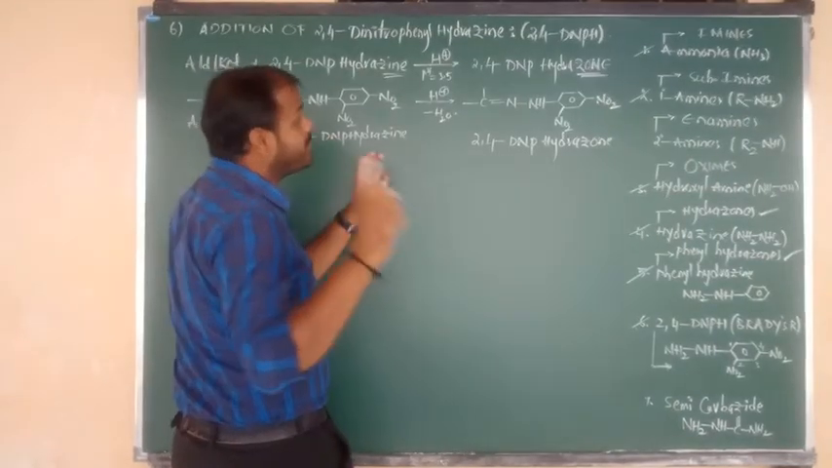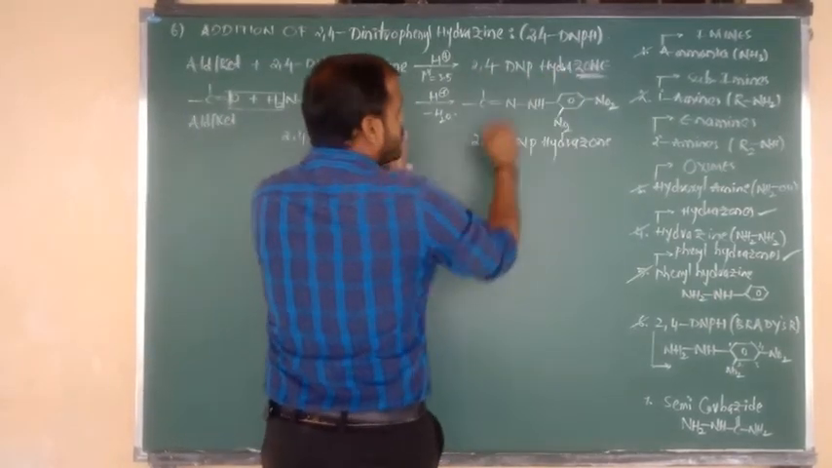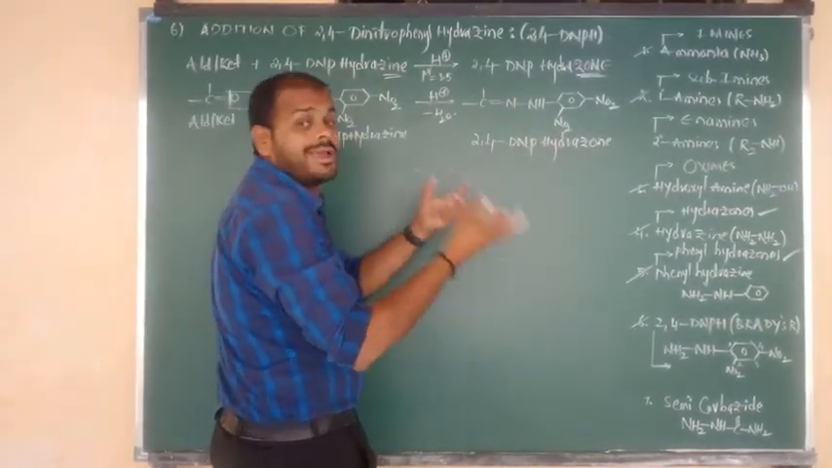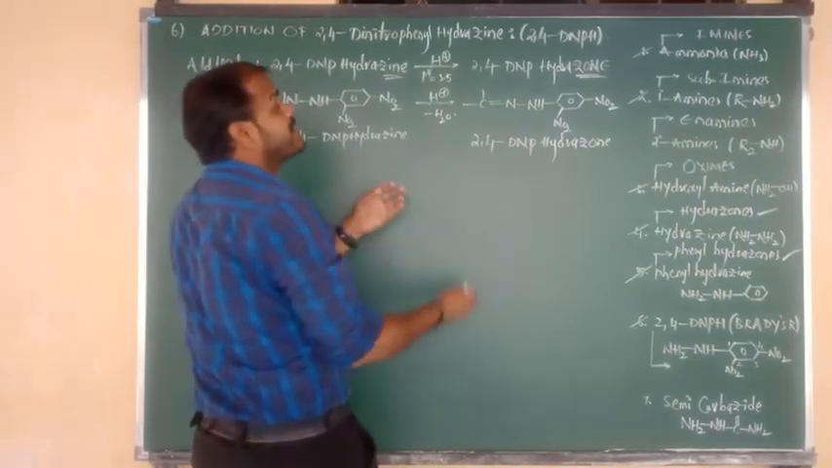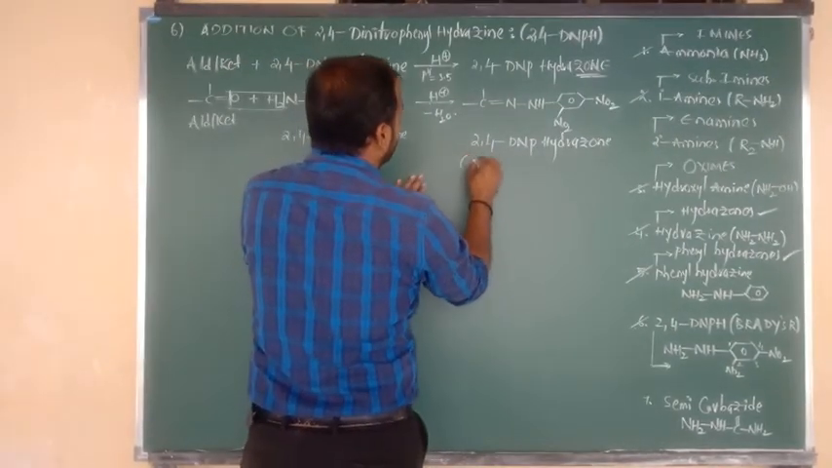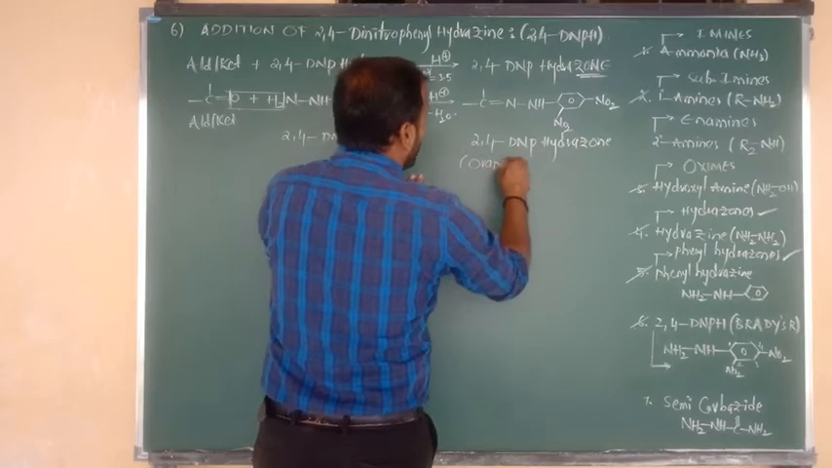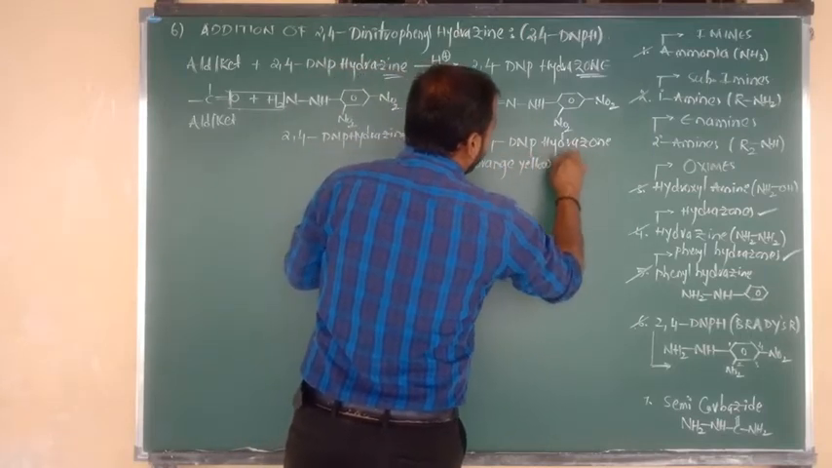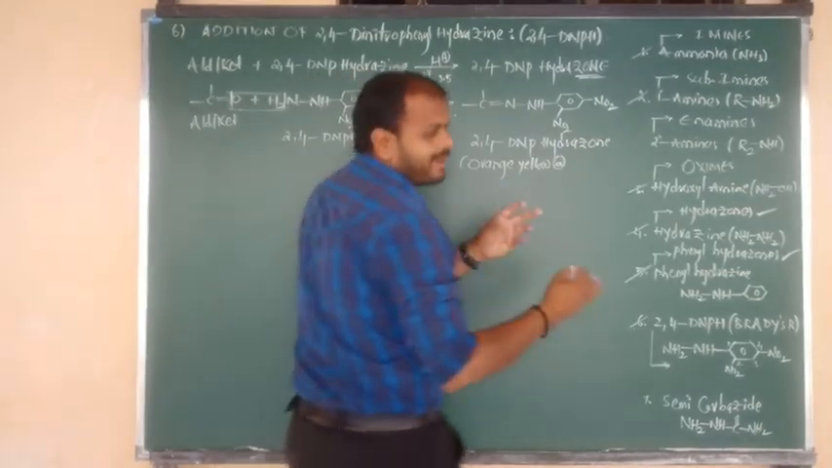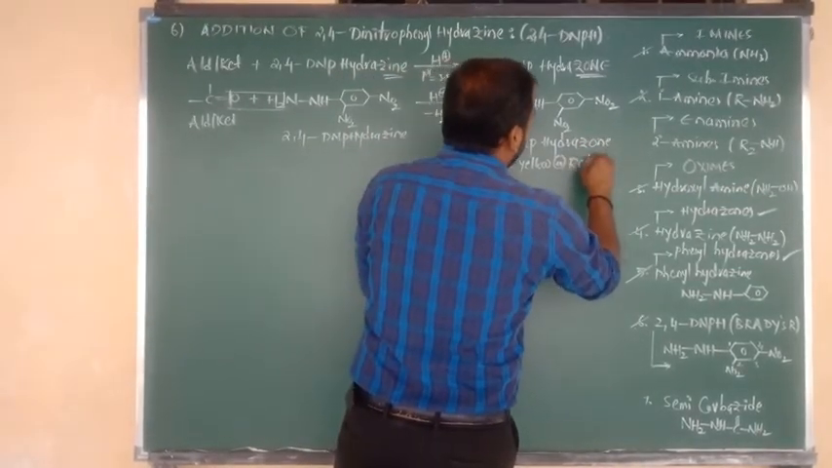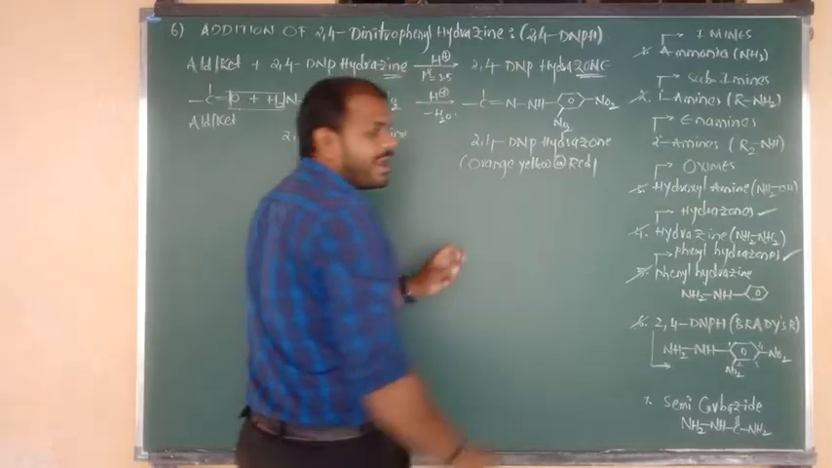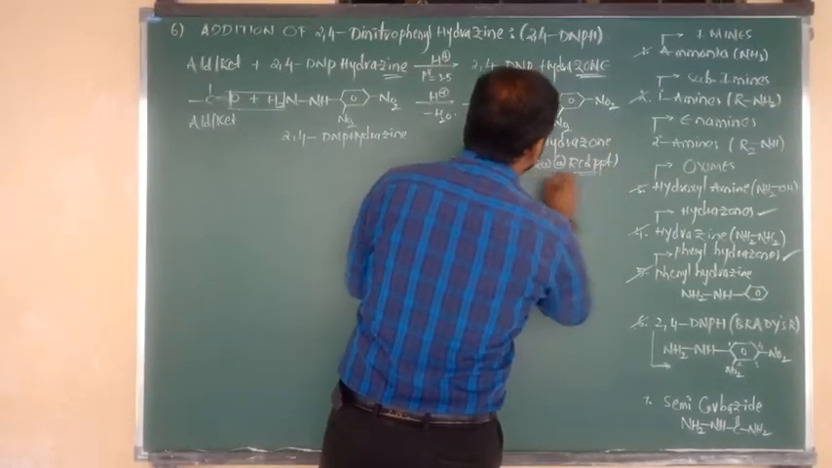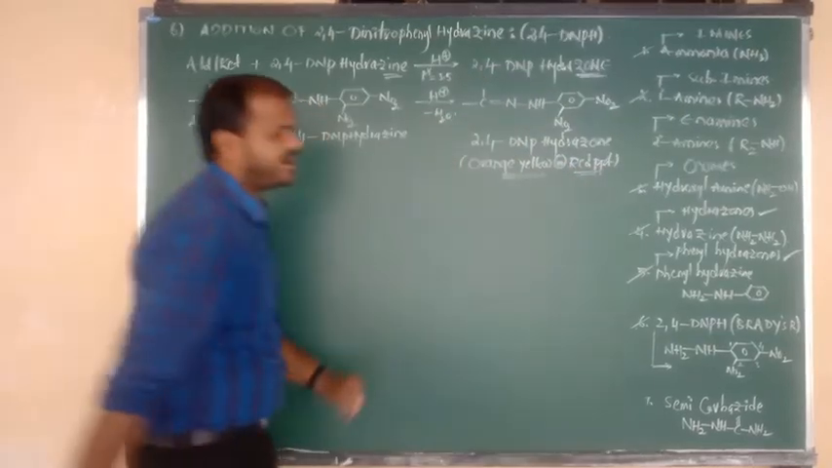And try to remember, 2,4-dinitrophenylhydrazone is a colored solid, a colored precipitate. Which color precipitate is it? We have to say that it is an orange-yellow combination, and also simply we can say a red color solid. So orange-red or orange-yellow, and also we can say a red color precipitate. Like that we have to write the information.